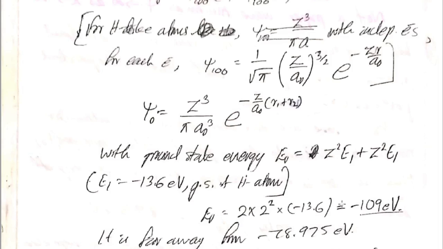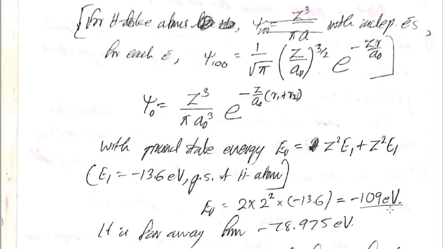So this energy is the ground state energy of the helium atom if we ignore the electron-electron repulsion completely, but this energy is far away from the experimental value of -78 electron volt. So the electron-electron interaction is important, it cannot be neglected.